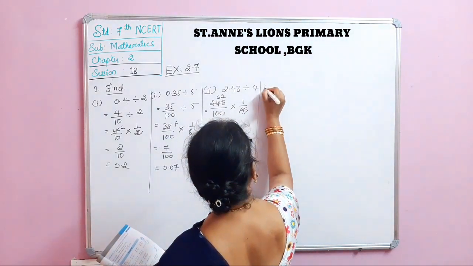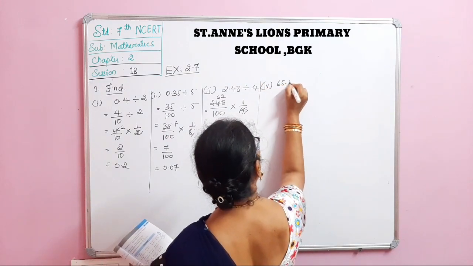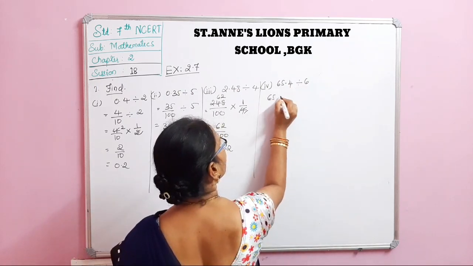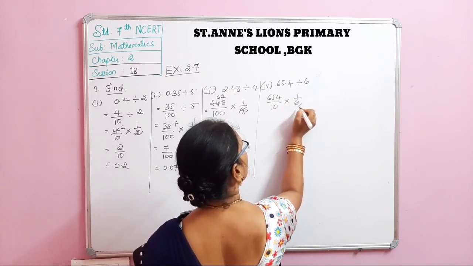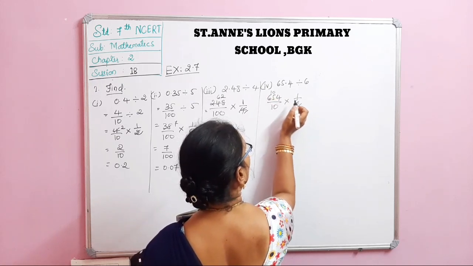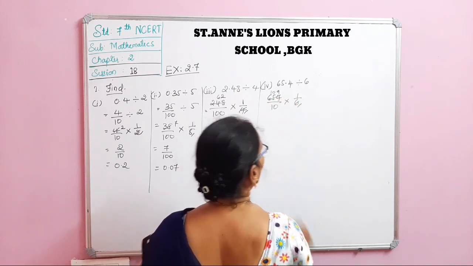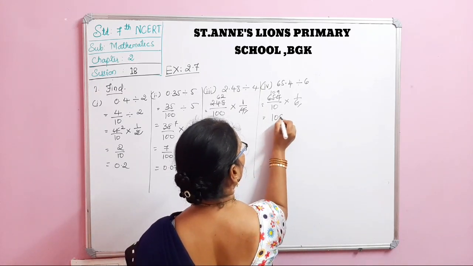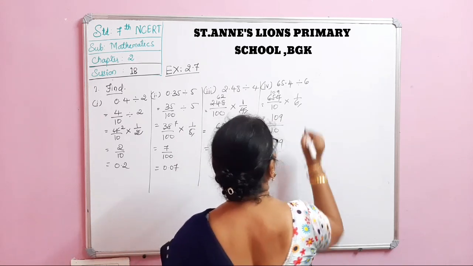Next, fourth one, 65.4 divided by 6. 654 by 10 into 1 by 6. 6 ones are 6, here 0, here see, 6 nines are 54. Now this is 109 by 10. This is 10.9, the answer.